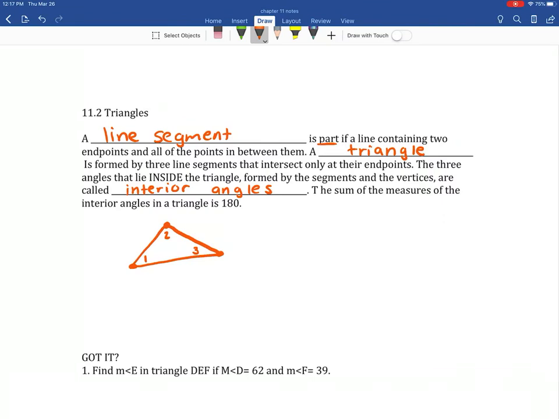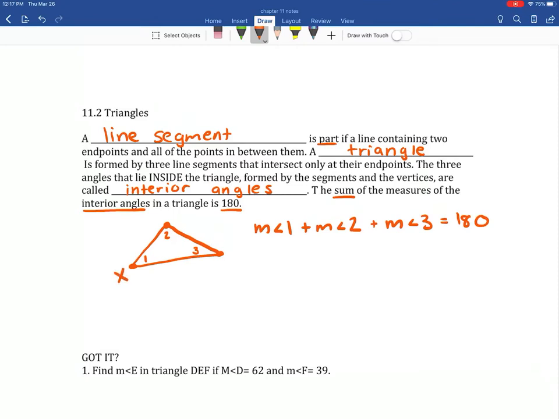The sum of the measures of the interior angles of a triangle is 180 degrees. So sum means I'm going to be adding them together, and I would be adding all of the interior angles, which would be angle 1, angle 2, and angle 3, and I would get 180 degrees. So I could write it out like this: the measure of angle 1 plus the measure of angle 2 plus the measure of angle 3 will be 180 degrees because I have a triangle.